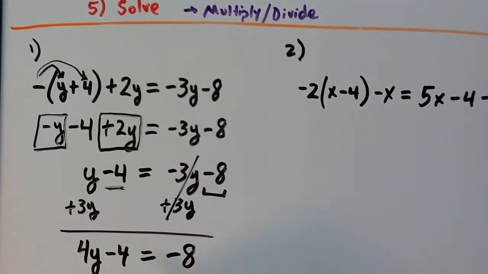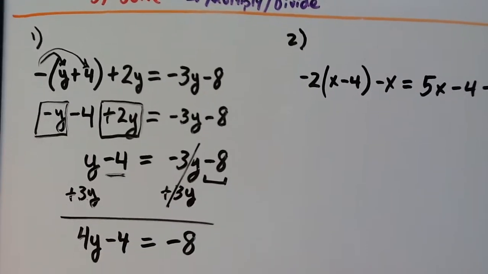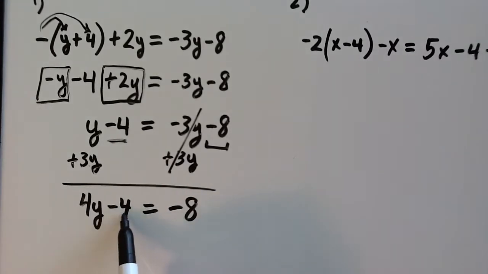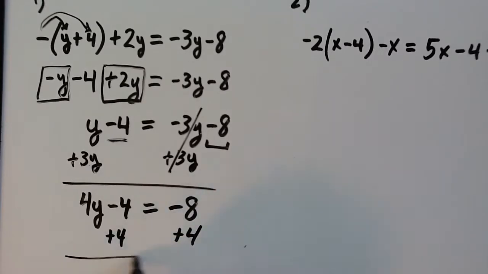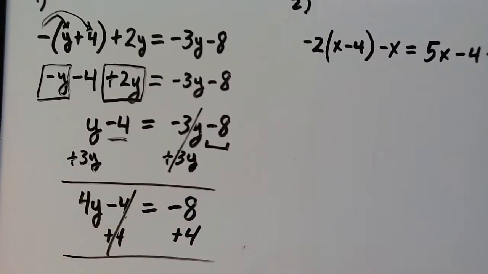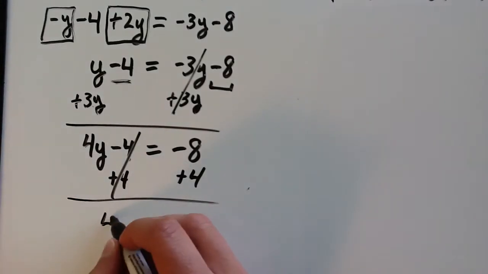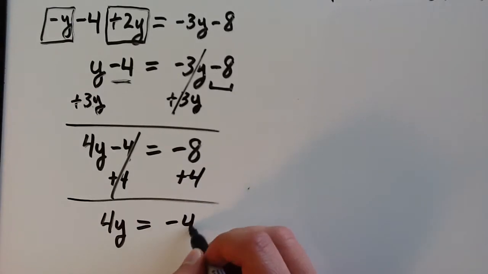All right, so now we have our variable on one side. Step 4, get the numbers on the other side. So if my variable is on the left side, I've got to get the numbers on the right side. So I have to undo this subtraction by addition, add 4 to both sides, so that those 4's cancel, right? Negative 4 plus 4, that cancels out. And you're left with 4y equal to negative 8 plus 4 is negative 4.